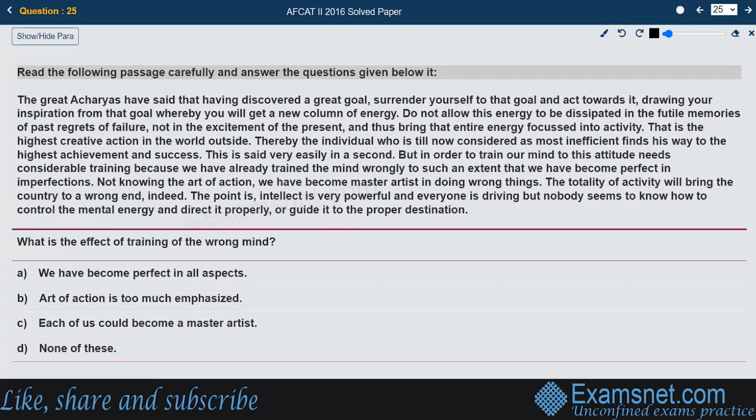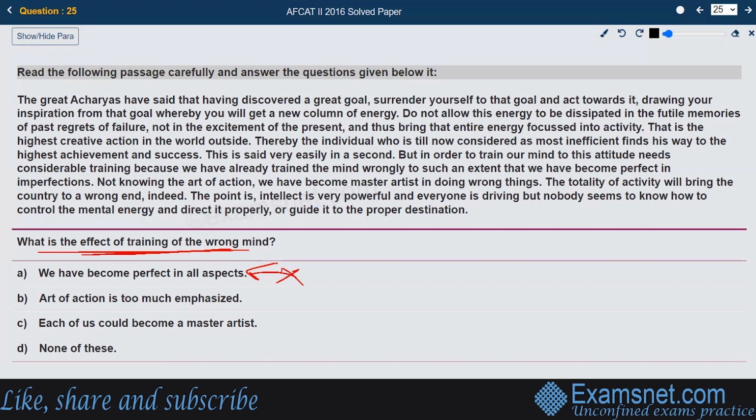Next, what is the effect of training of the wrong mind? Okay, he must have given somewhere. So let's look at the options first. First option is, we have become perfect in all aspects. What is the effect of training the wrong mind? He's asking what will be the effect if you train your mind wrong, and the option is, we have become perfect in all aspects. So there is no connection at all. The first one is not right.